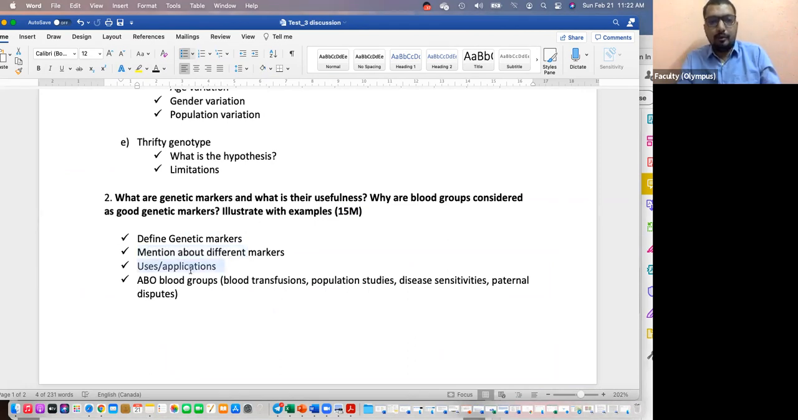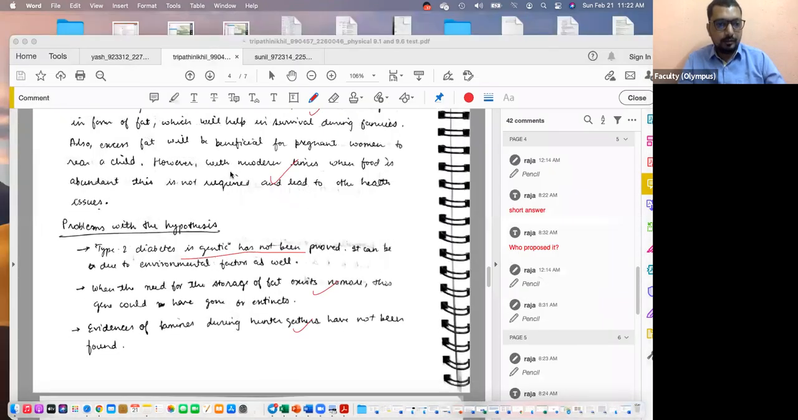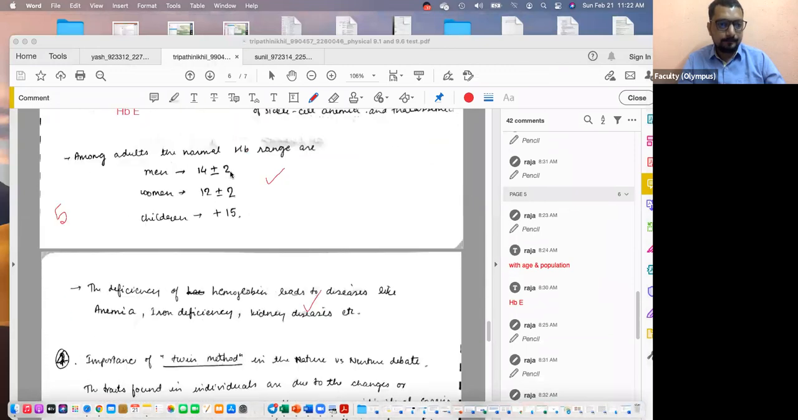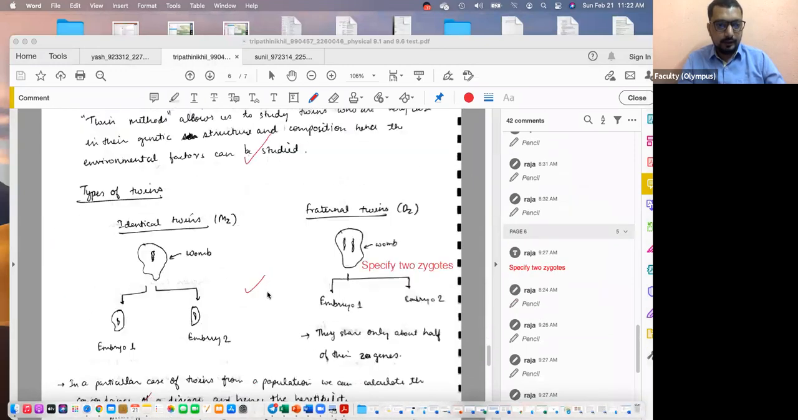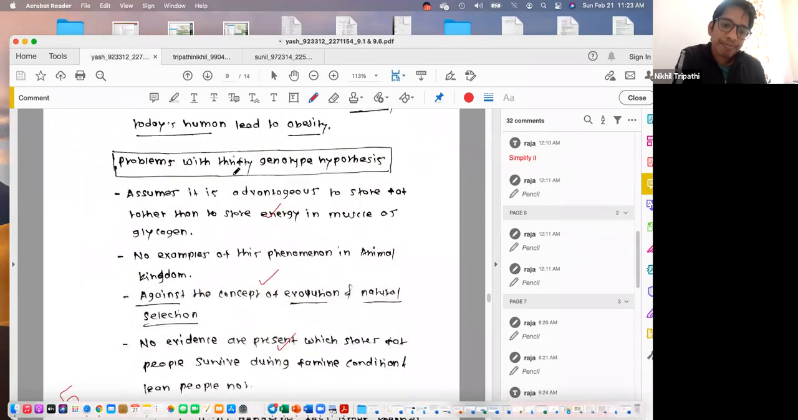So you probably would have given already enough examples and applications here. Then you have to justify why blood groups are considered as genetic markers. So third component of the answer should be genetic blood groups, what type of polymorphism they show, and what is good about them. I think a couple of 3 points that you have to mention here, which I think you have highlighted here. Blood groups as good genetic markers. So I think Nikhil, you didn't attempt the answer, right? So one of you, yeah.